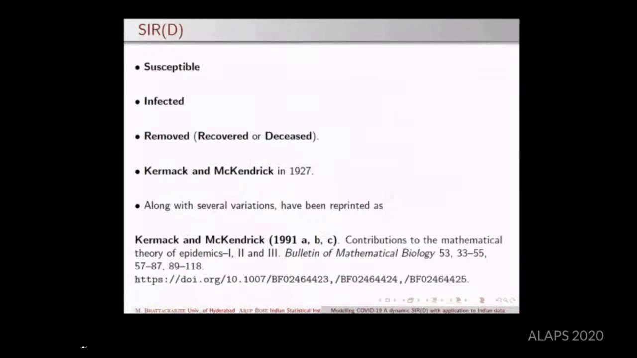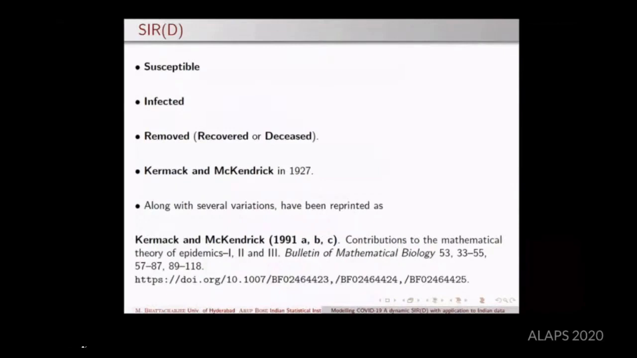So SIR stands for susceptible, infected, and removed. And removed can include recovered or deceased. In the original models, it was only recovered, but now we have counts for the deceased also. And this was a model that was initiated by Kermack and McKendrick almost a century ago. It's a very important model in epidemiology. Along with several variations, it has been reprinted as Kermack and McKendrick 1991 with additional material by other authors. So it's a three-part paper, a very important landmark paper in this area.